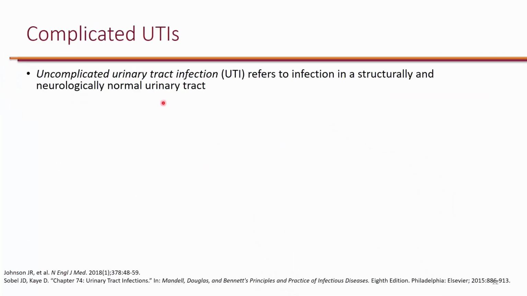So uncomplicated UTI refers to infection in a structurally and neurologically normal urinary tract. And this is important because if you have a normal urinary tract, both anatomically and neurologically, that means you have normal flow of the urine, which typically clears the tract. So even if there are occasionally bacteria, the urine flow will actually wash them out.